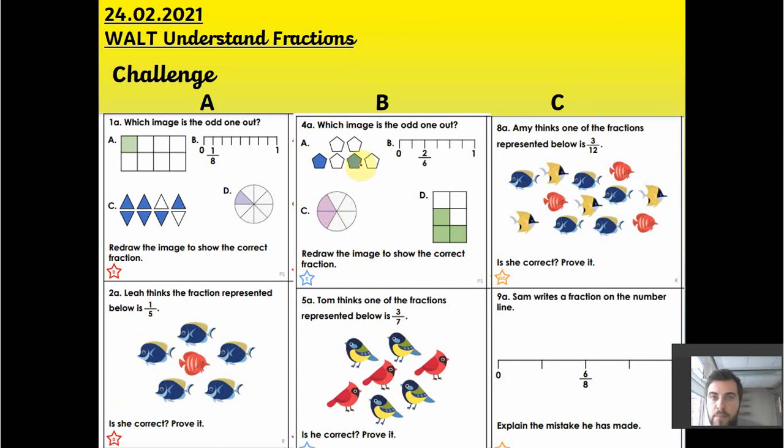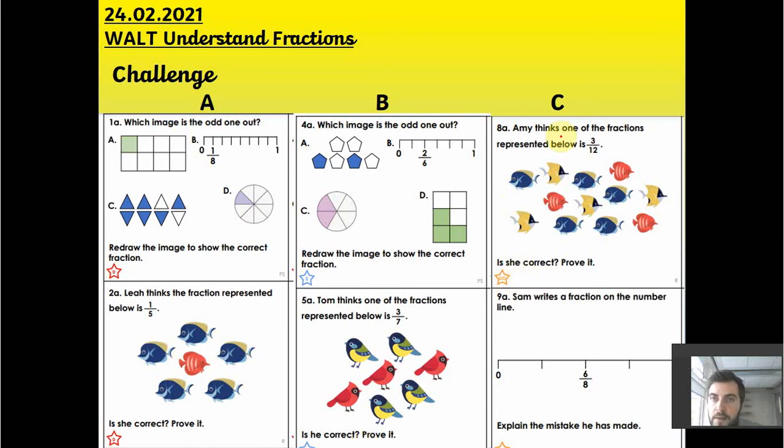B, very similar. Which image is the odd one out? So very similar to the first question on A. Again, once you've found the odd one out, can you redraw an image to show the correct fraction? And underneath we've got Tom thinks one of the fractions represented is 3/7. Is he correct? So look at the birds. Is 3/7 represented there? Yes or no? Again, I don't want just yes or no, I want you to explain how you know.